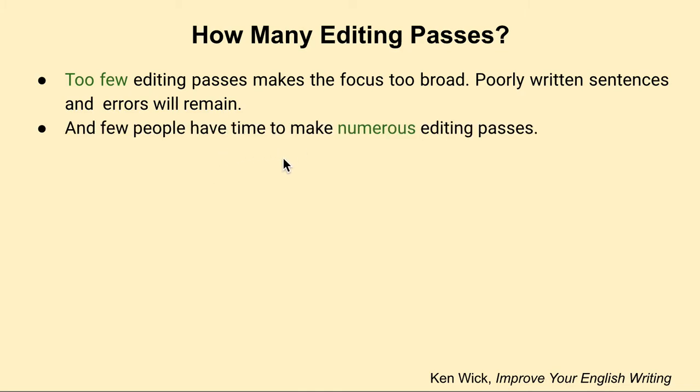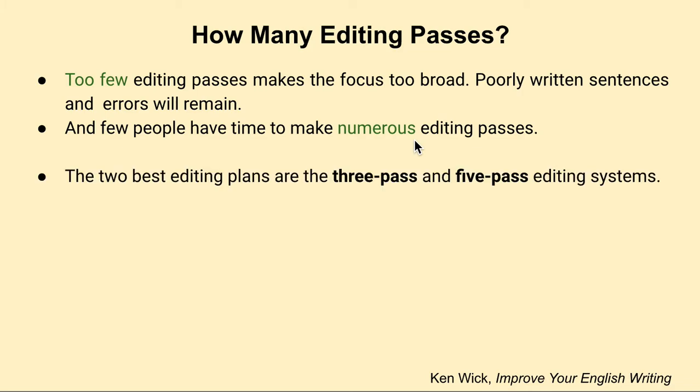But the flip side of that is too few people have time to make numerous editing passes. So somewhere between 1 pass and we'll just say 20 passes is the right number. What is the right number? Because I doubt anyone's going to make 20 editing passes through a document. Well, I found the 2 best editing plans are what are called the 3-pass and 5-pass editing systems.